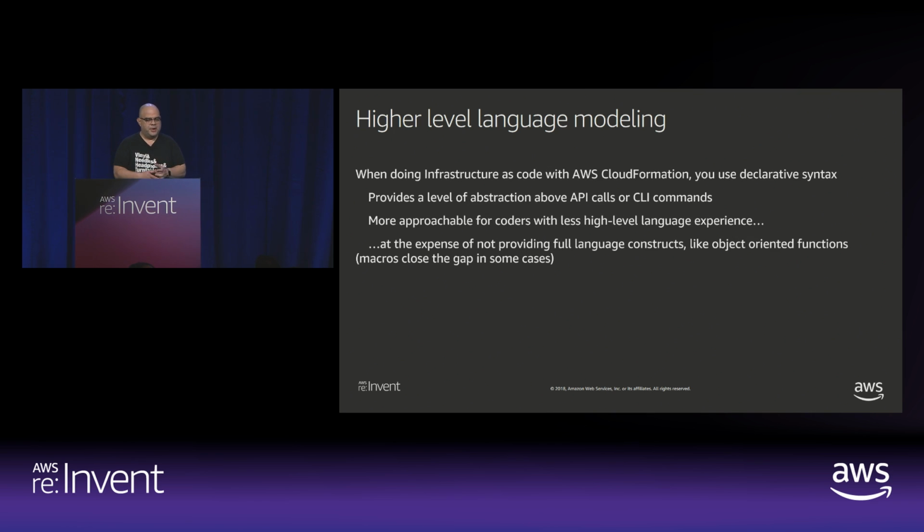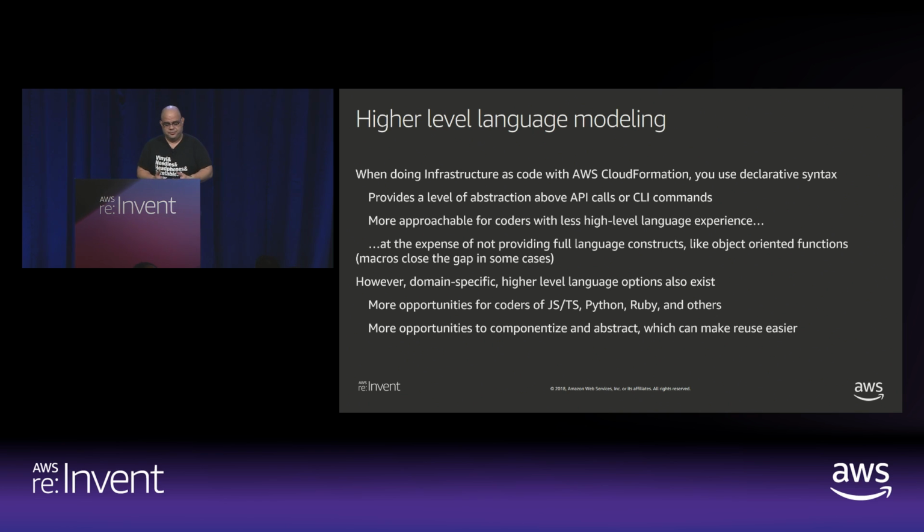Let's talk a little bit now about language, higher level language modeling. With YAML and JSON, you're primarily using declarative syntax. It provides a level of abstraction so you don't have to learn all the API and SDK commands. It's usually more approachable for CloudFormation users that don't have a development background or perhaps are more operations type administrators, sometimes at the expense of not providing full language constructs like functions, although as you saw today, macros are closing the gap in some of those cases.